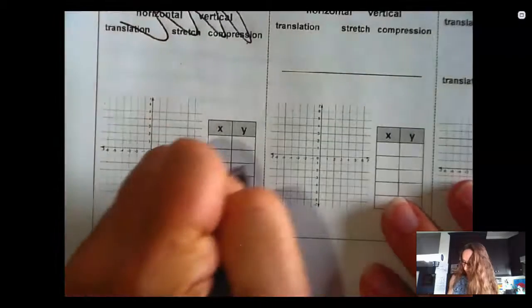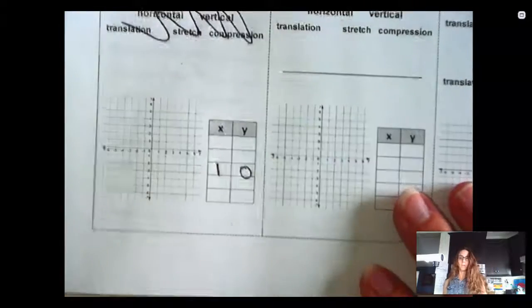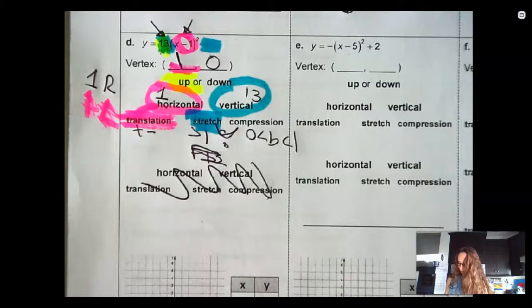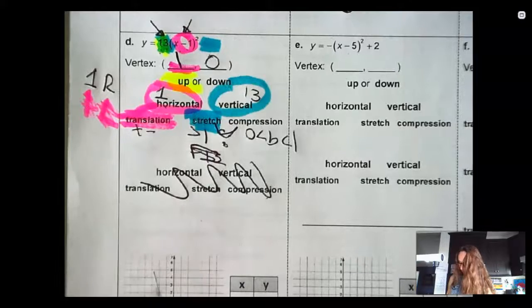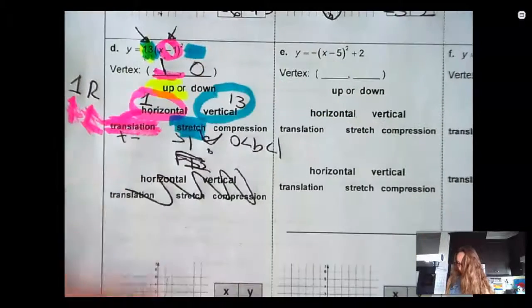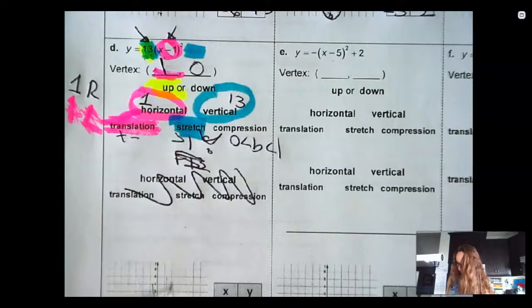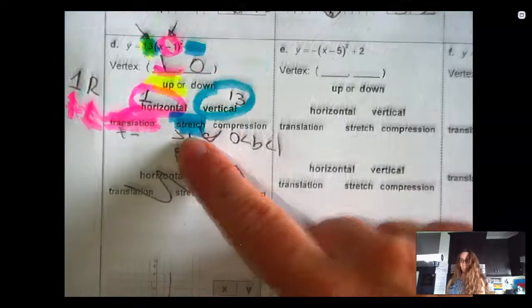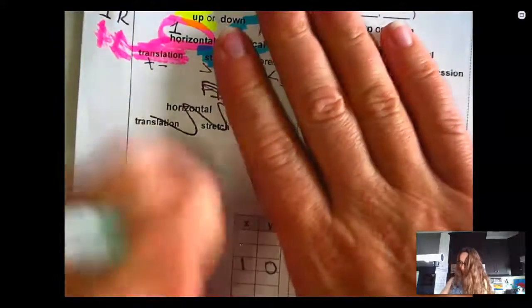Let's do 1, 0. Okay, so I want you to think about how this would look. Here is my original U. You're asking me to go 1 to the right, so I go 1 to the right. And then you say, now vertically stretch me by 13. So I'm taking this and stretching it 13 times.